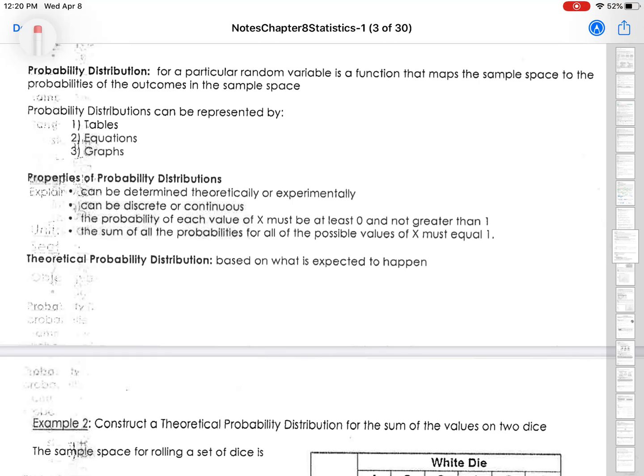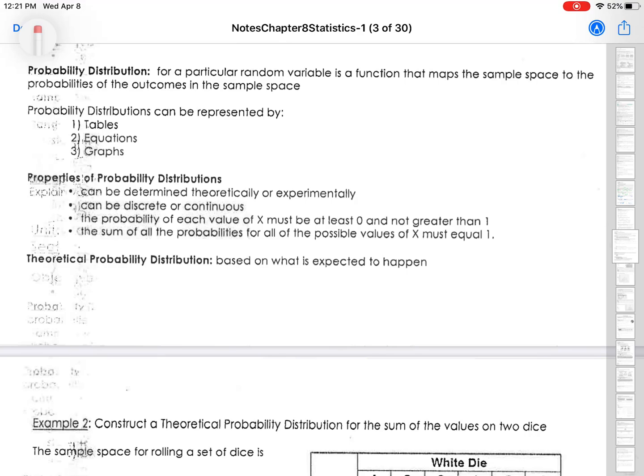Now, probability distribution. For a particular random variable, it's a function that maps the sample space to the probabilities of the outcome. So there's lots of ways you could do it. You could use a table, an equation, or a graph. And we're going to use each of them, but the table and the graphs are going to come up first. So when we talk about probability distributions, they could be determined theoretically or experimentally. It could be discrete or continuous.